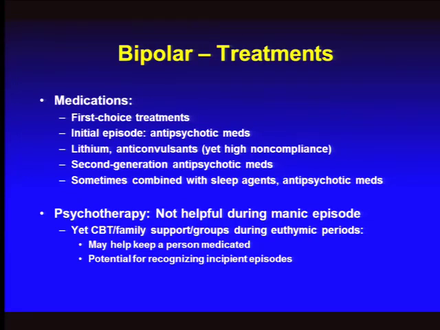But for a long time, people said, well, if a person's really manic, you can't put a person in a shrink's office and do any psychotherapy. But we now know that, especially in between episodes, cognitive behavioral treatments and family treatments, where the family is engaged to help the person remember to take their medications, are a tremendous addition to medication.